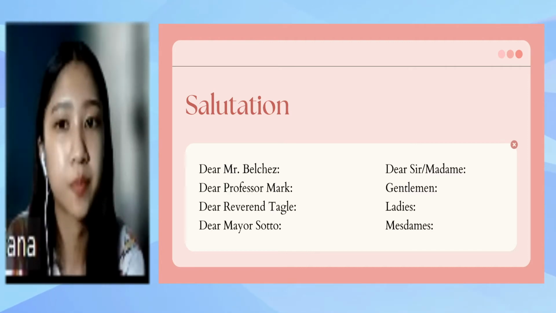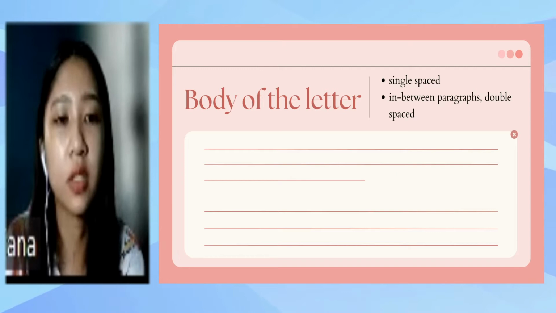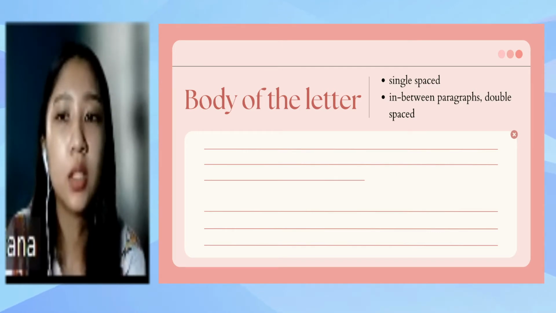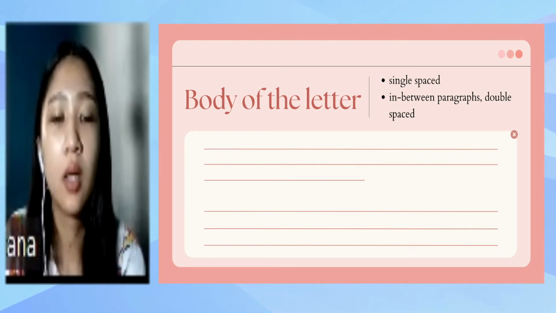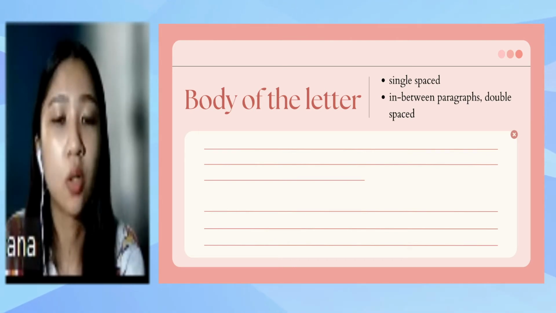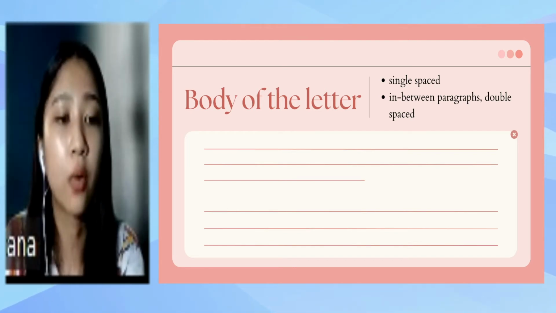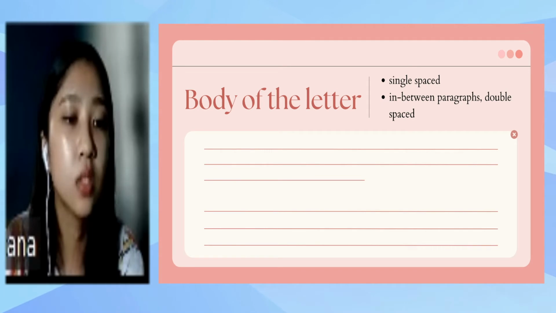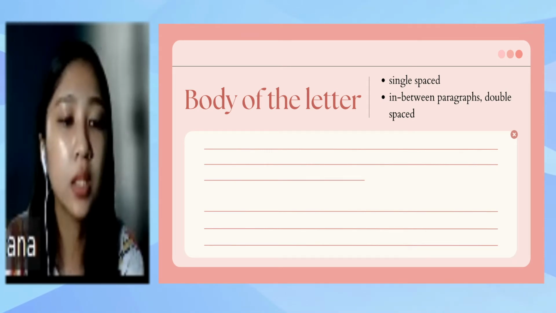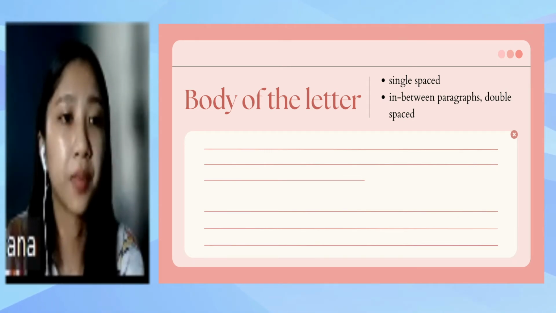Okay. So the body of the letter should be single spaced, and in between paragraphs, it should be double spaced. Like here in our example, this paragraph should be single spaced, and between these two paragraphs, the space in here should be double spaced.